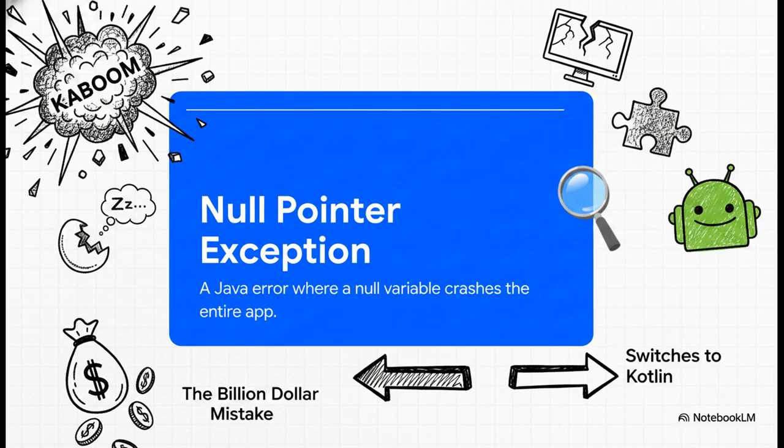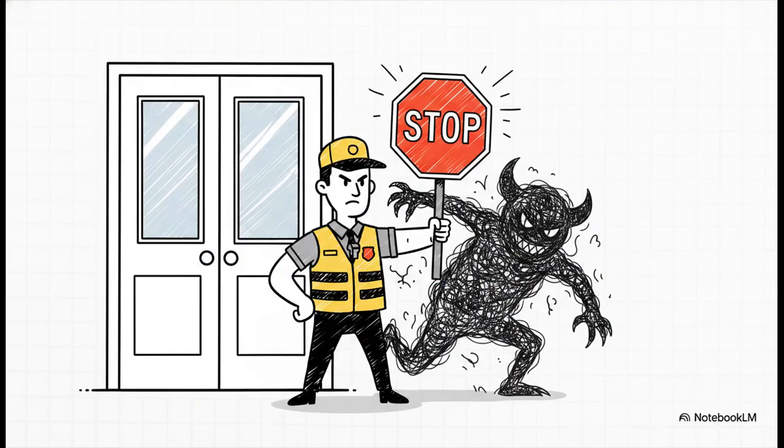The result? Kaboom! Your entire application instantly crashes. Across the industry, this is dramatically known as the billion-dollar mistake. It's this deeply ingrained flaw in older languages that can completely crash your whole system and totally ruin your day. But honestly, this is exactly where Kotlin shines.